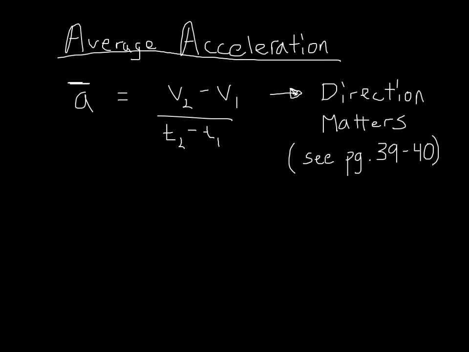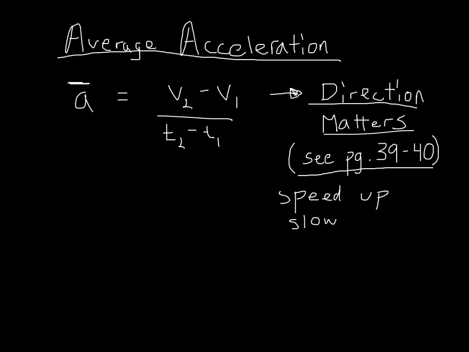So now we have a pretty good handle on velocity. Next quantity of interest is going to be acceleration. With acceleration, again, the direction matters. I would suggest looking closely at page 39 and 40 to see how to figure out direction. Direction for acceleration is going to refer to speeding up or slowing down. So not only does the difference in your speed matter, but the direction that that difference in speed is going will matter, and that will determine your direction. So you can read all about that on page 39 and 40.